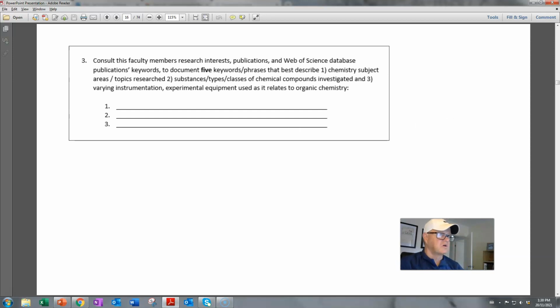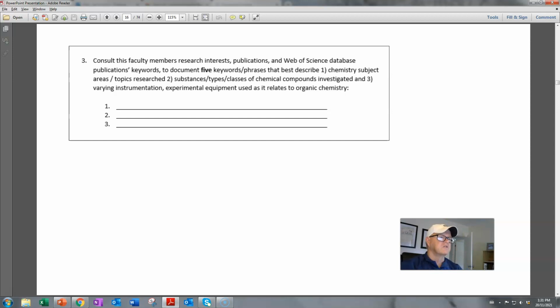The third question, consult faculty members' research interests, publications. Choose the Web of Science database. It's a core selection of journals across all interdisciplinary subjects, including medicine. And pick 5 keywords or phrases that best describe 1, the chemistry subject areas, their topics, research. So if somebody said, what do they do? Substances, types, and classes of compounds. You now can speak the language of chemistry, and there's different words for different compounds and classes of compounds. Substances, bioorganic. You need to know that language as well.